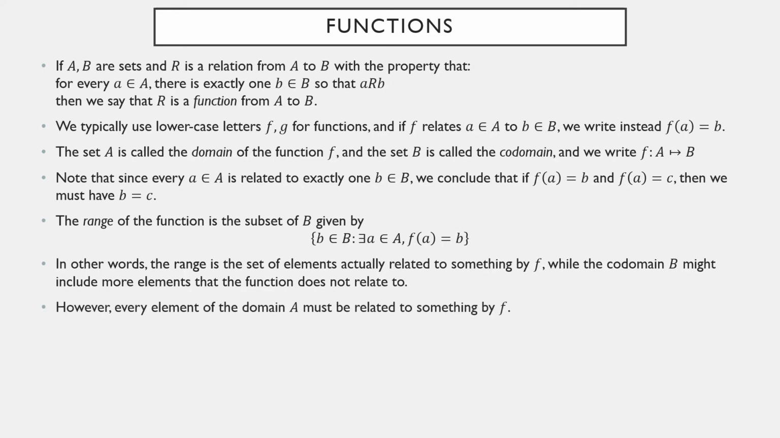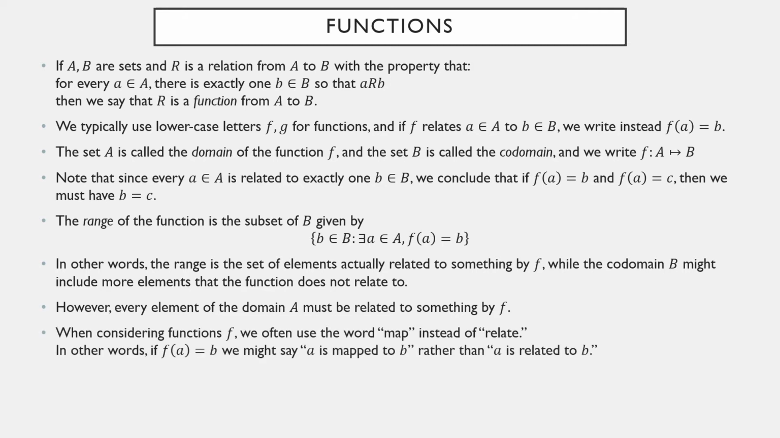But every element of the domain must be related to something. That is part of the definition of being a function. So not every element of the codomain must be related to something back in the domain, but everything in the domain must be related to exactly one thing in the codomain. As I mentioned before, the word map is often used instead of relate. So instead of saying f of A equals B, instead of saying A is related to B, we might say A is mapped to B by the function f. And we can say that out loud as f maps the set A to the set B.